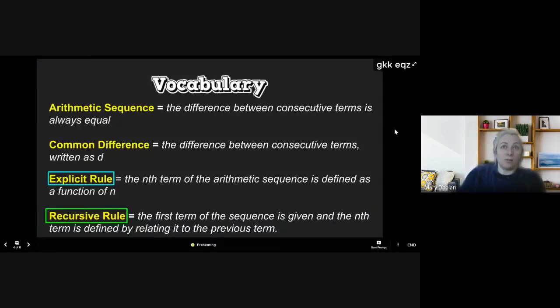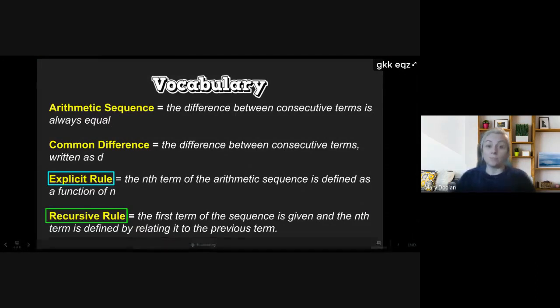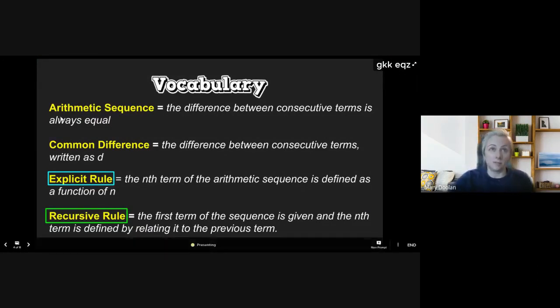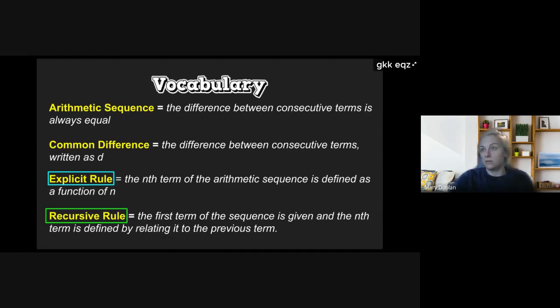And so here are our vocabulary terms. One of these is repeated from Monday. So arithmetic sequence, that's on here again, but I did define it a little bit differently. An arithmetic sequence, I wrote, is where the difference between consecutive terms is always equal. We defined this a little bit differently on Monday. Just to be consistent with what I'm trying to point out to you, I'll go back into that lesson and find that definition.